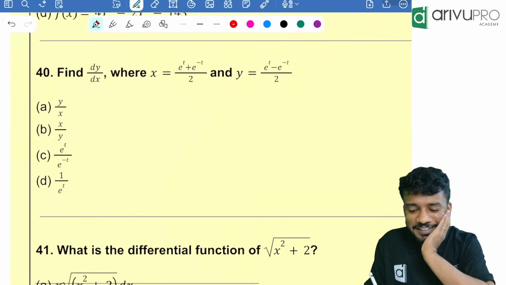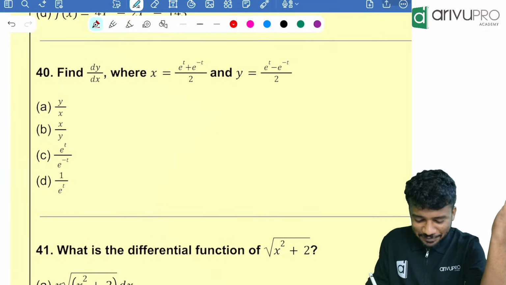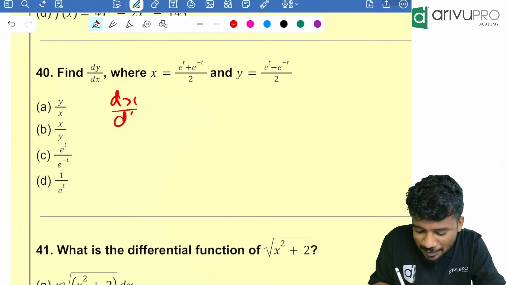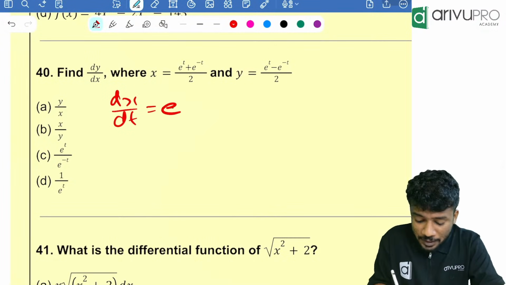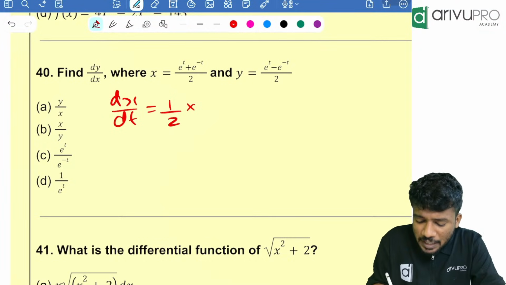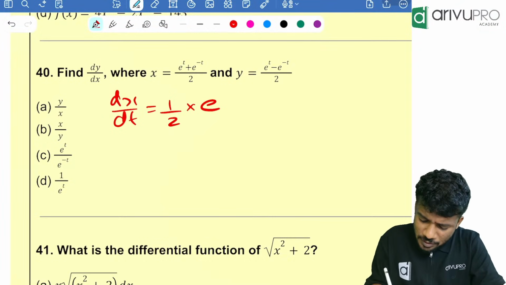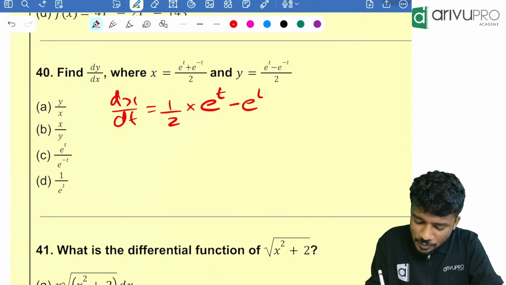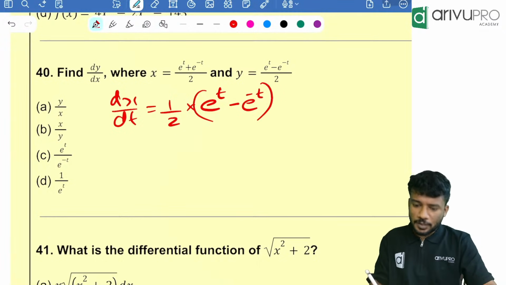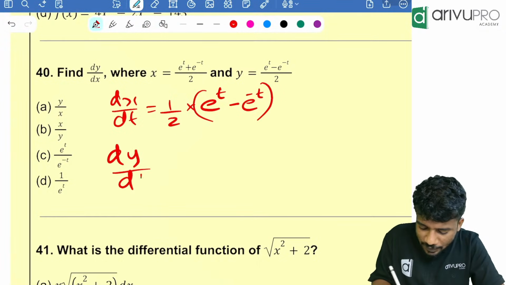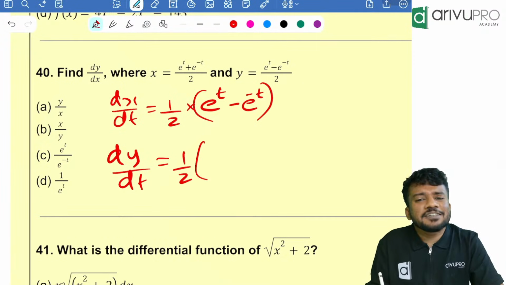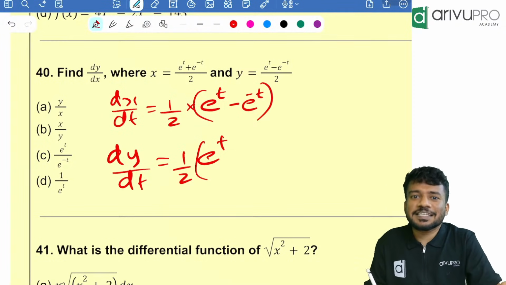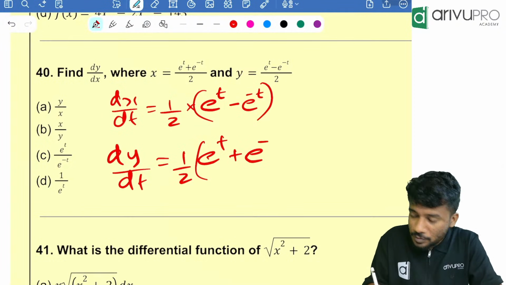Another parametric differentiation question. dy by dx we need to find, x value is given, y value is given. People, dx by dt is how much? That is nothing but 1 by 2 into derivative of e raised to t, which is e raised to t itself, plus derivative of e raised to minus t, which is minus e raised to minus t. Now dy by dt we will find, which is 1 by 2 into derivative of e raised to t, that is e raised to t, and derivative of e raised to minus t is minus e raised to minus t, that will become plus e raised to minus t.